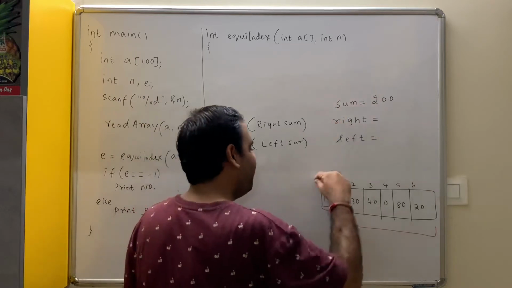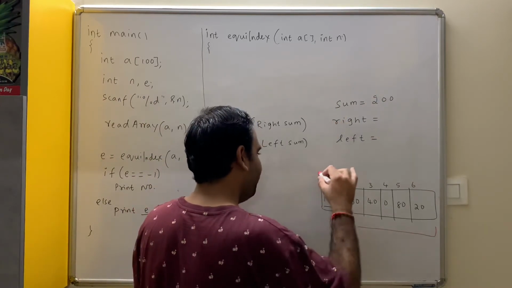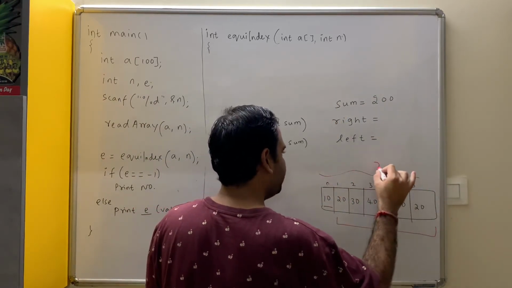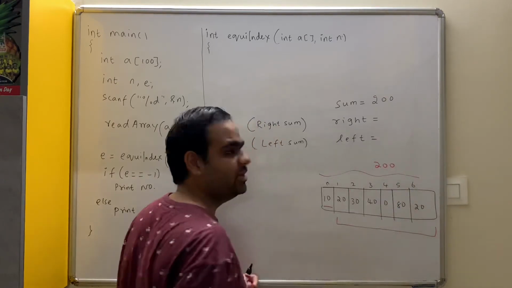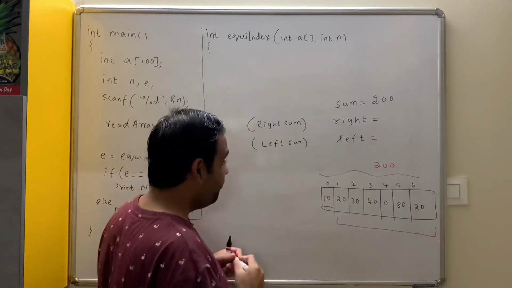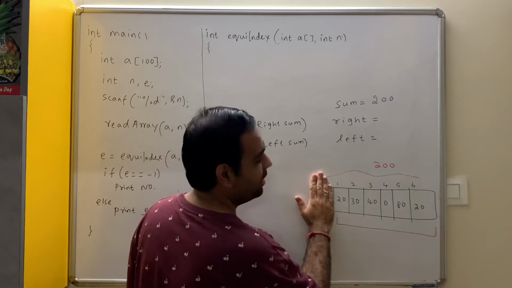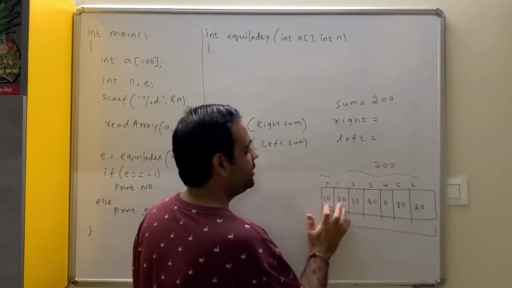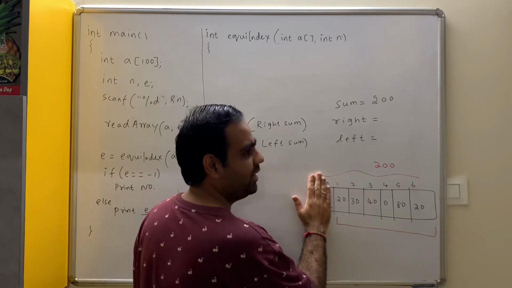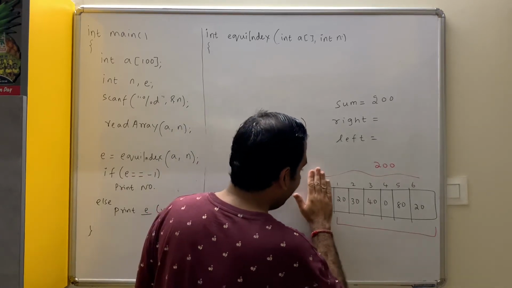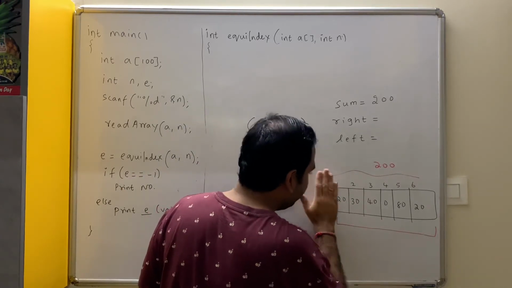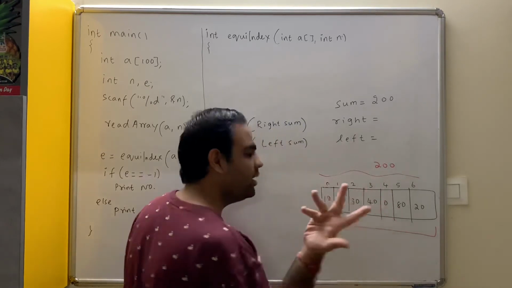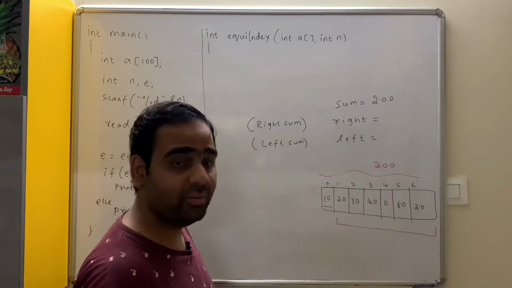Now, the sum of all array elements. What is the sum of all array elements? 200. Now I should not consider this element. Therefore, what should I do? 200 minus 10 will give you 190, right? That means the sum of all array elements except this element is 190. That's so simple.